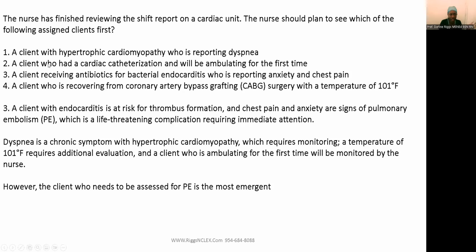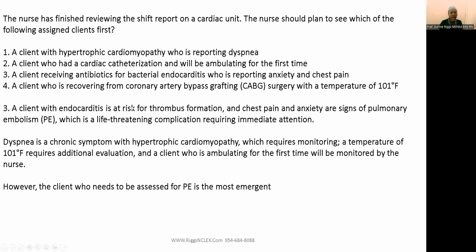So they'll give you 4 clients. This is a client with hypertrophic cardiomyopathy who's reporting dyspnea. This is a client with cardiac catheterization who will be ambulating for the first time. This is a client receiving antibiotics for bacterial endocarditis who's reporting anxiety and chest pain. And this is a client who is recovering from a coronary artery bypass who has a temperature of 101. Okay. Your most critical client here is the one reporting the anxiety and chest pain. I just told you earlier, you always want to put these clients first, but let's go over why.